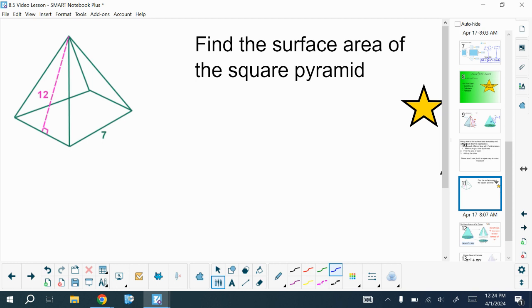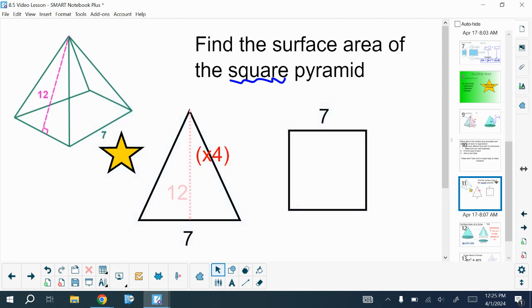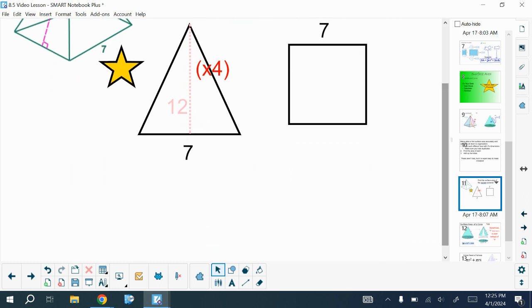So here we go. Find the surface area of a square pyramid. It is important that we know this is square so that all the sides are 7 and all the triangles are the same. And if I think about what shapes make this up, I've got 4 triangles and 1 square. Well, I know how to find the area of a triangle, and I know how to find the area of a square, so we can do this.